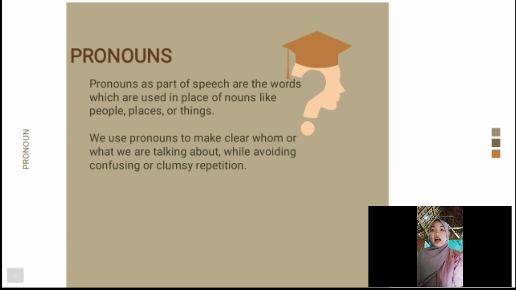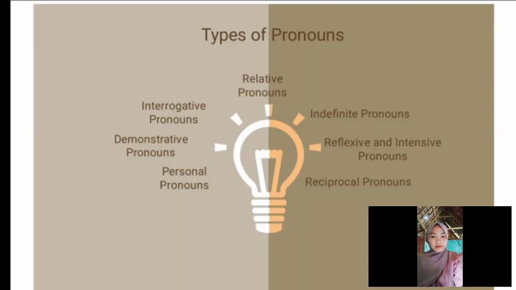Pronouns as part of speech are the words which are used in place of nouns like people, place, or things. We use pronouns to make clear whom or what we are talking about, while avoiding confusing or clumsy repetition. And then, types of pronouns. Pronouns have 7 types. There are personal pronouns, demonstrative pronouns, interrogative pronouns, relative pronouns, indefinite pronouns, reflexive and intensive pronouns, and reciprocal pronouns.